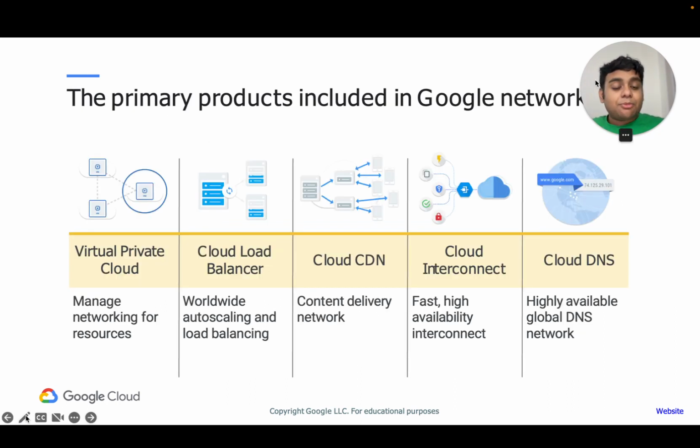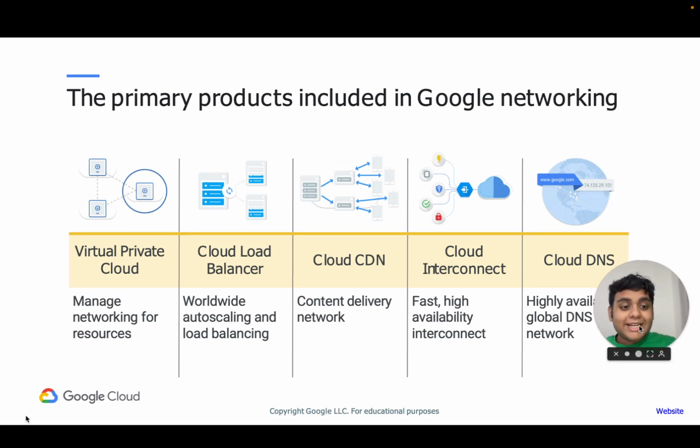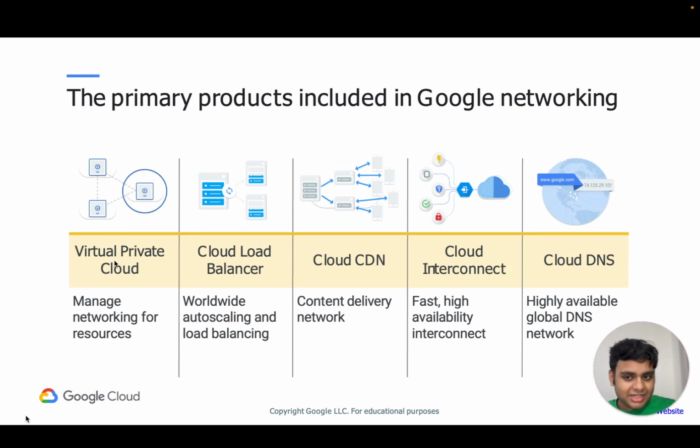Now the primary products included in Google networking are virtual private cloud (VPC), cloud load balancer, cloud CDN, cloud interconnect, and cloud DNS. Well, virtual private cloud is what we talked about. It is managed networking for resources. It is categorized by subnets.